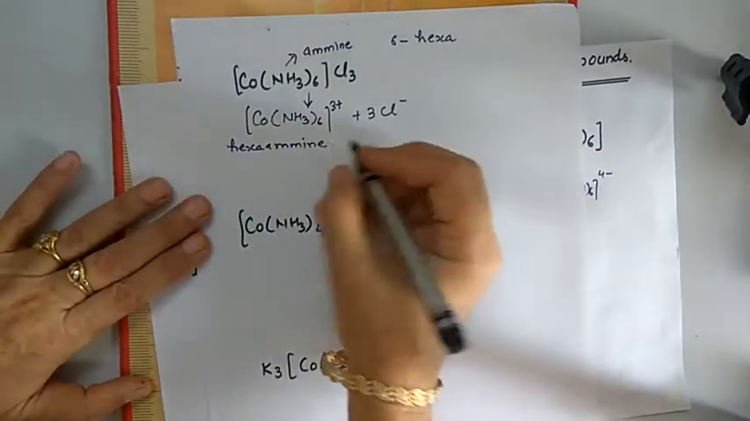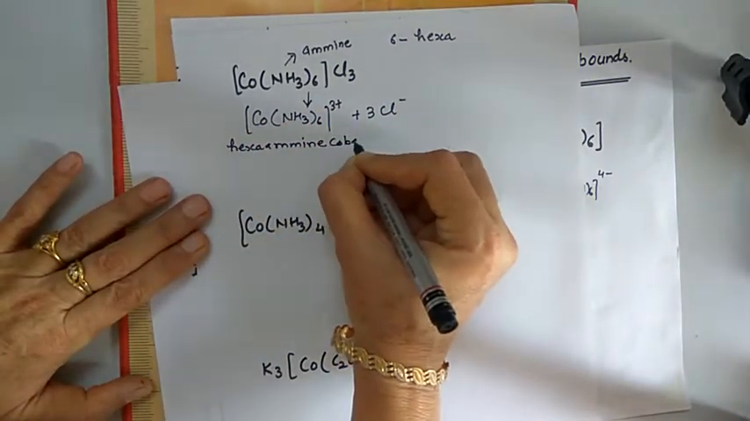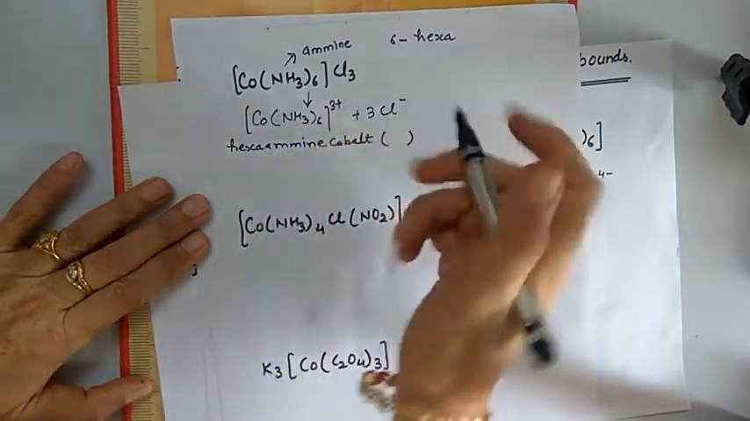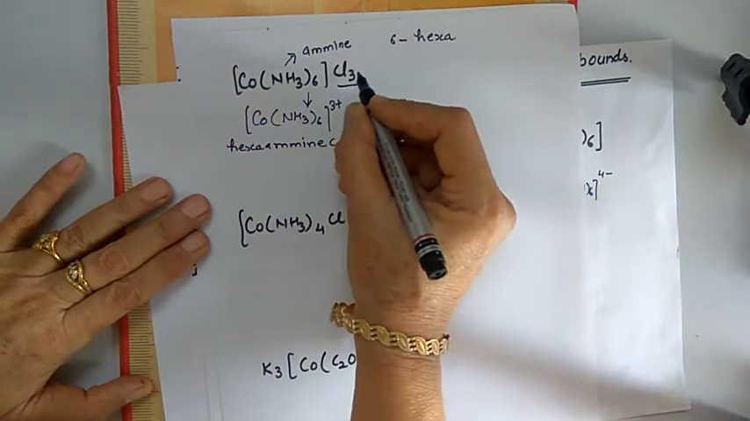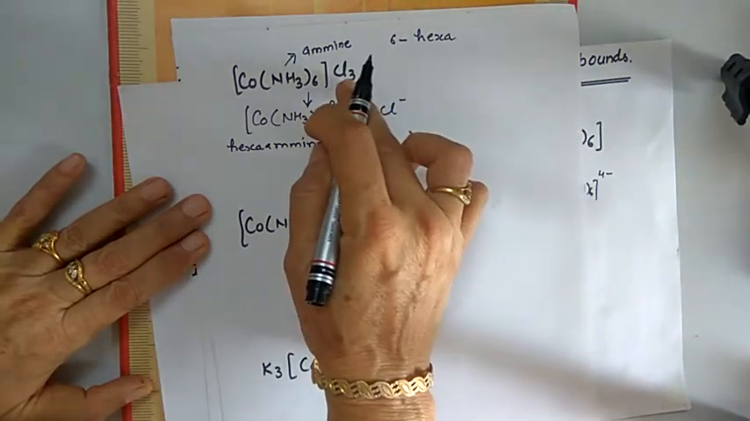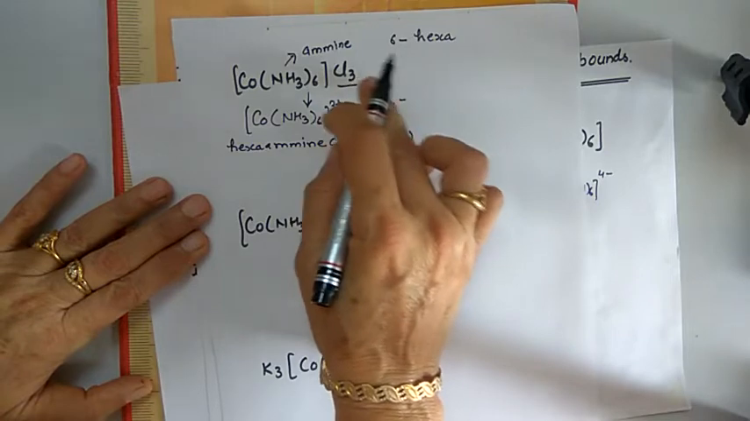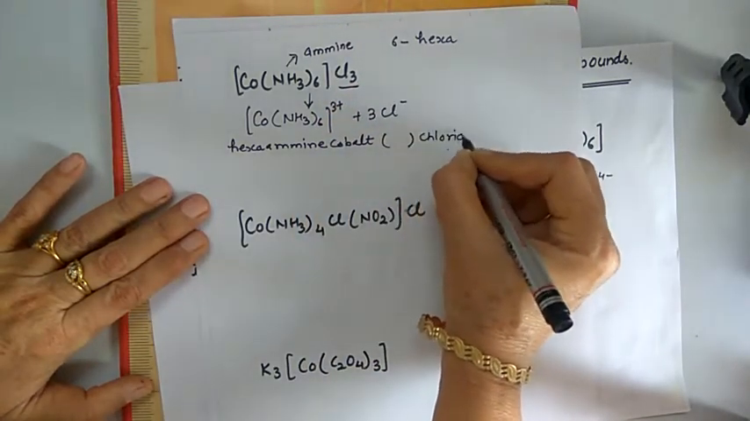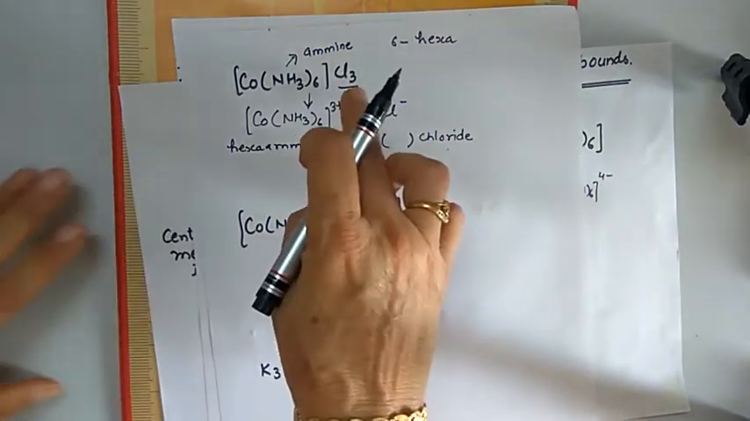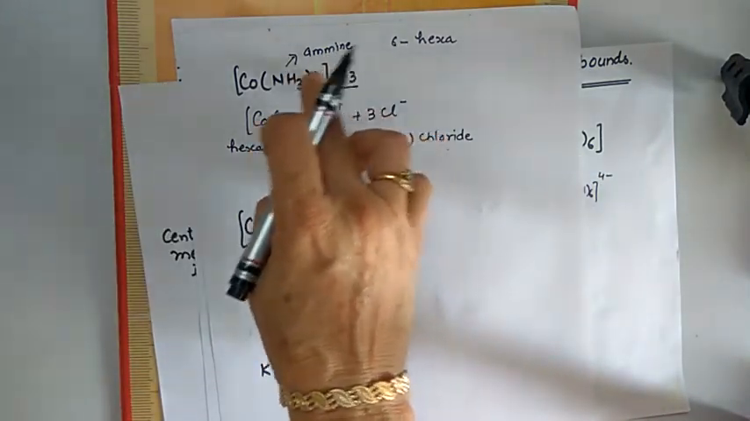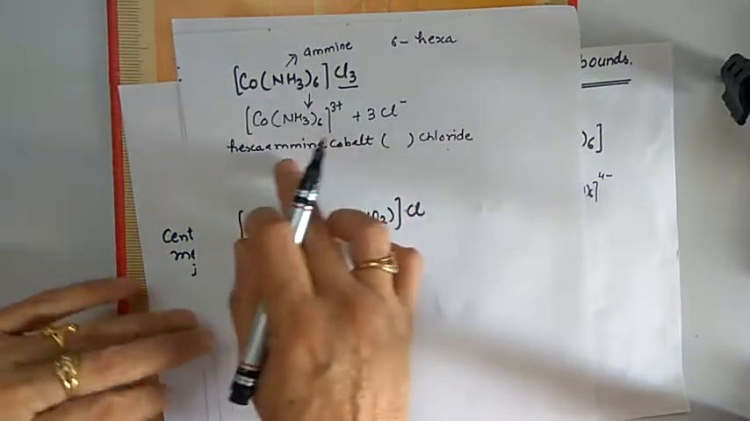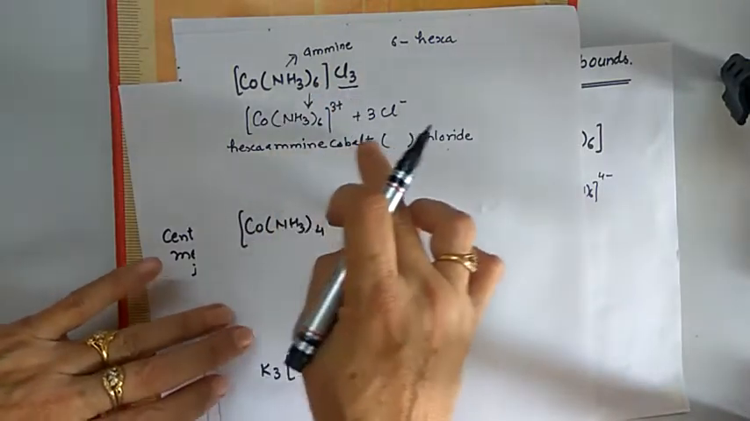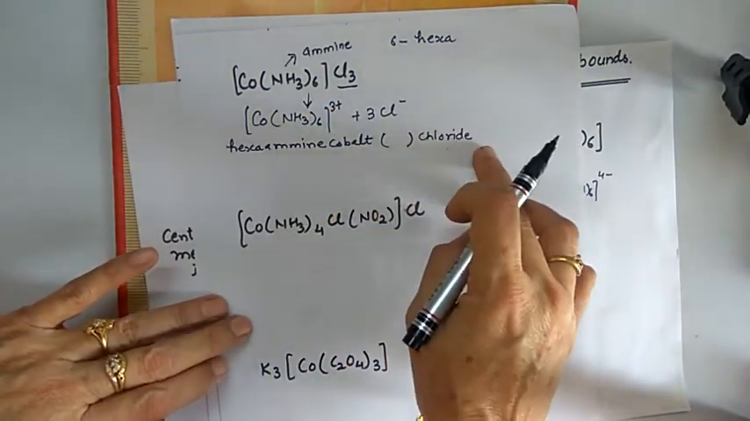Then the name of the metal atom, cobalt, will remain the same. Then the oxidation state of the metal atom, then the ion present outside the bracket. For this we don't write di, tri, anything. We simply write the name because it is used to balance the charge. It is a counter ion, simply balancing the charge of the coordination compound. So the name will be hexaamine cobalt, oxidation state, then chloride.